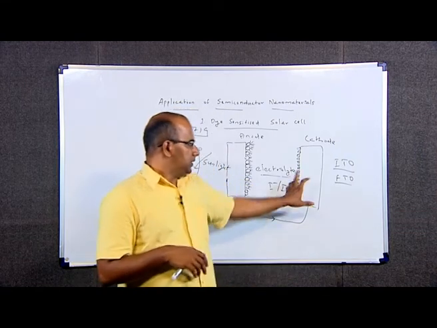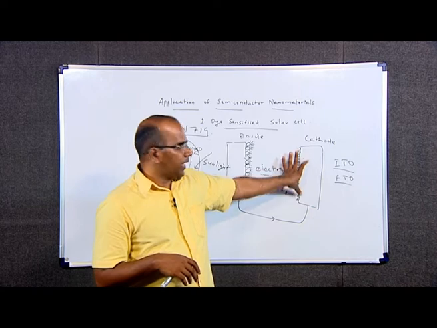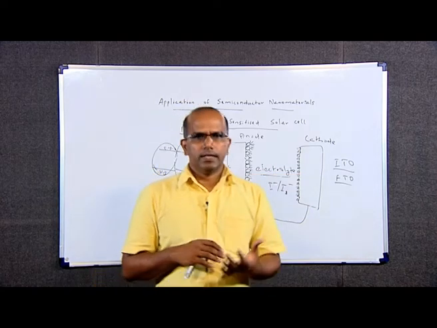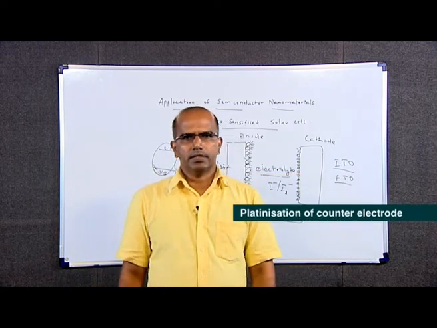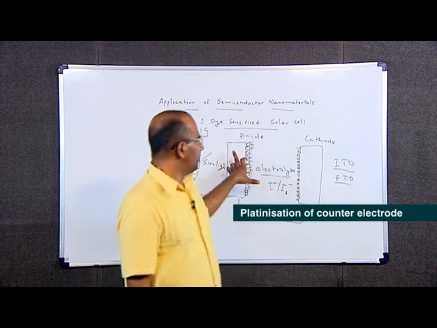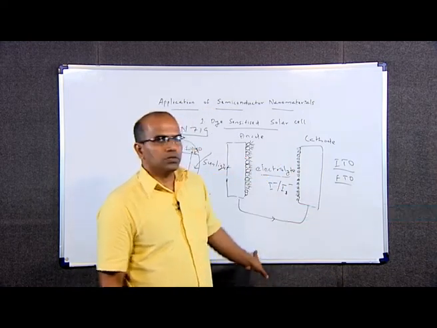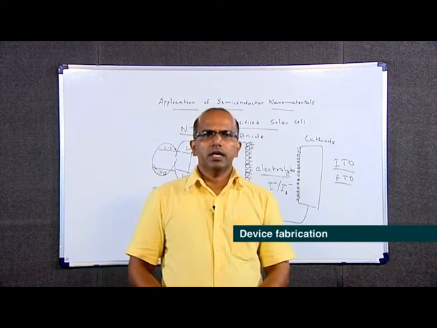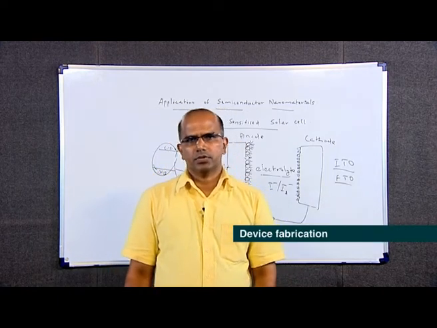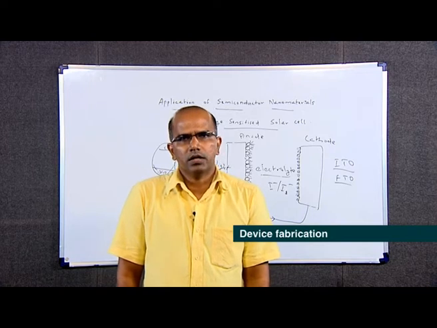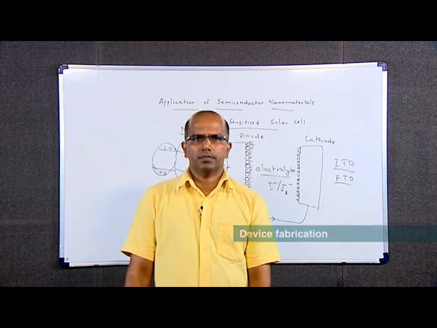And this cathode also should have some platinum added to catalyze the reaction, that is the 8th step. And finally, we can combine the anode and cathode through a wire. So, that is the device fabrication process. So, 9 important steps are involved in the DSSC fabrication.